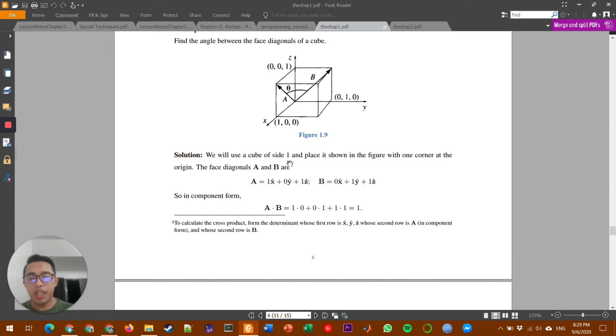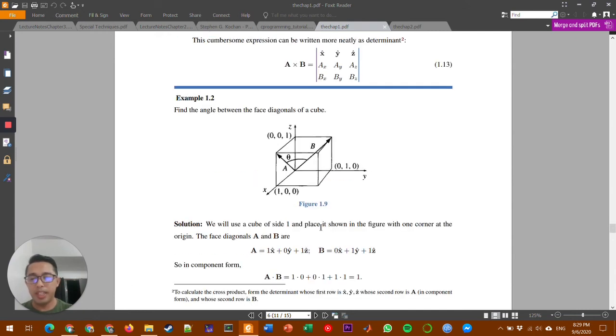So we'll use a cube of side 1 and place it as shown in the figure with one corner at the origin. The face diagonals A and B are these. Take a look at vector A. Vector A has a length of 1, right? The x component is 1. However, for the y component, it has no y component.